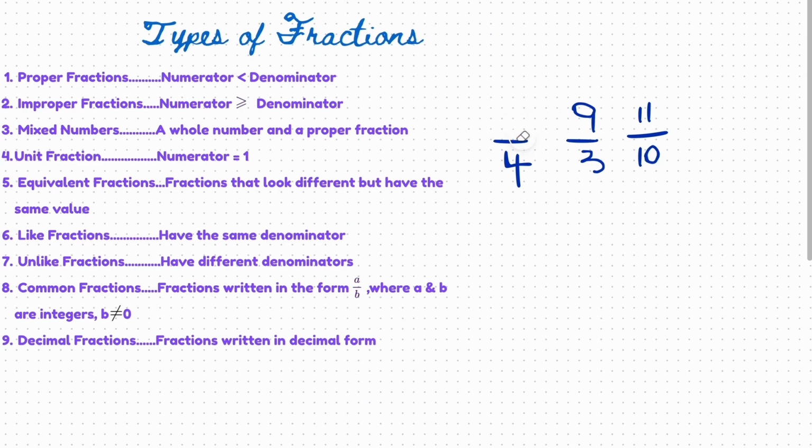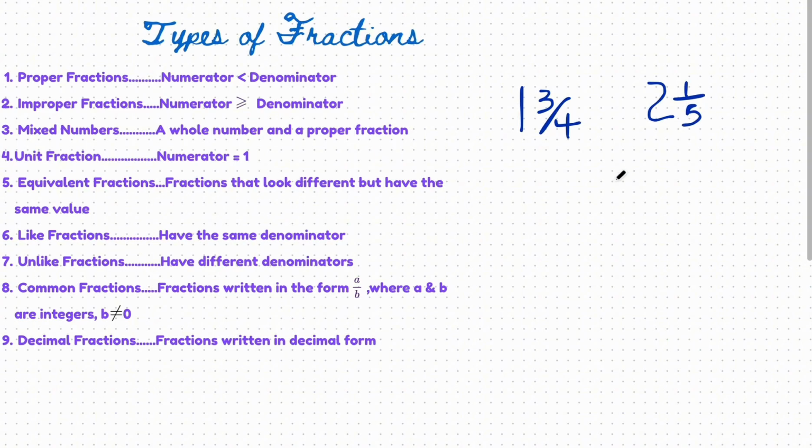What about mixed numbers or mixed fractions? With a mixed number, this has a whole number and a proper fraction. What do we mean by that? Let me give you an example. So 1 and 3/4, or 2 and 1/5. These are both mixed numbers.